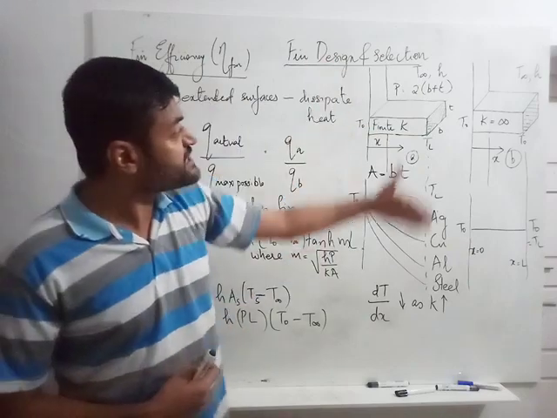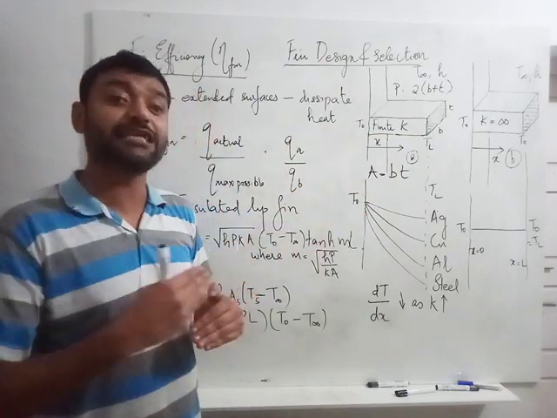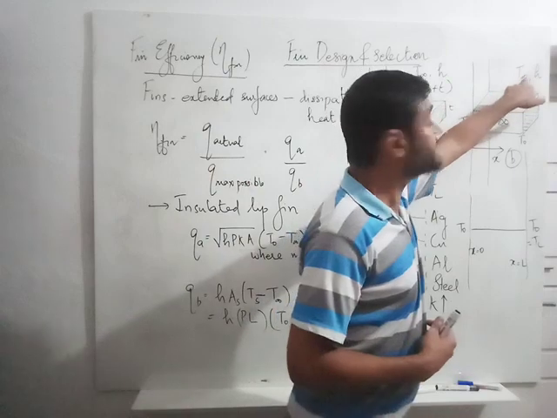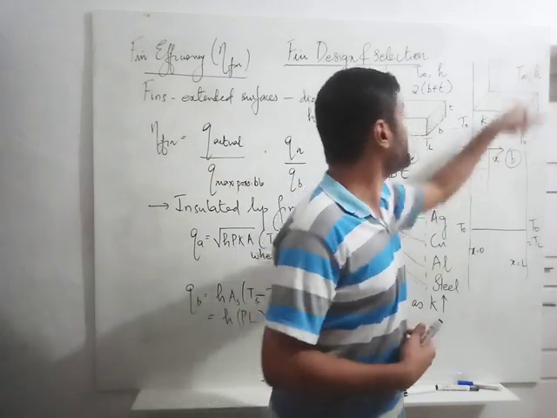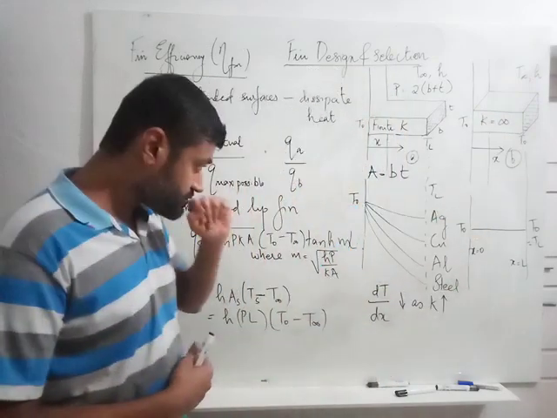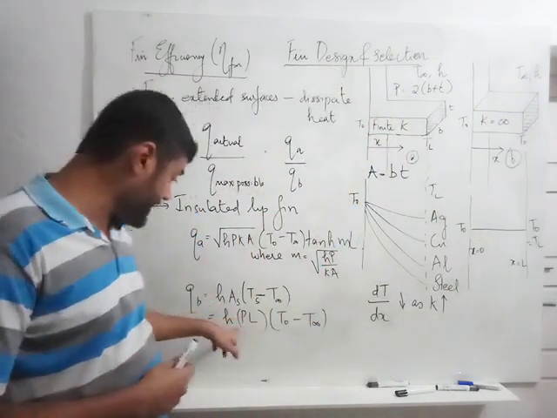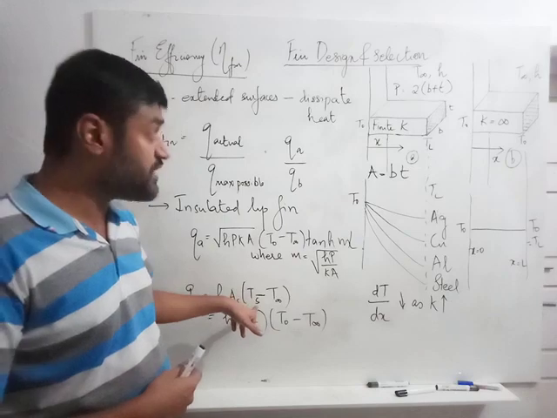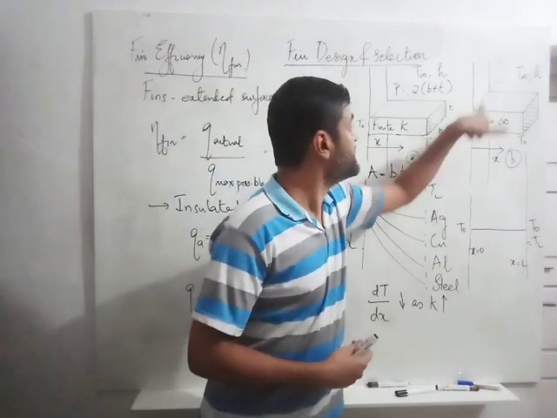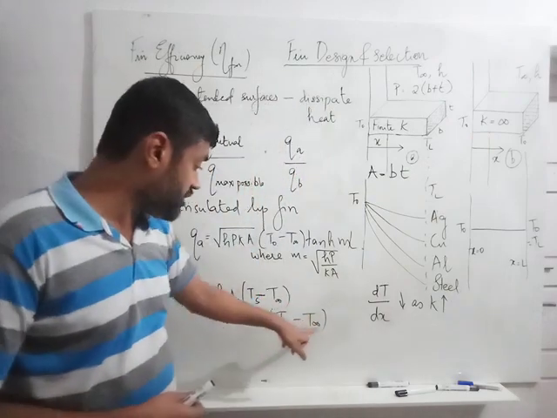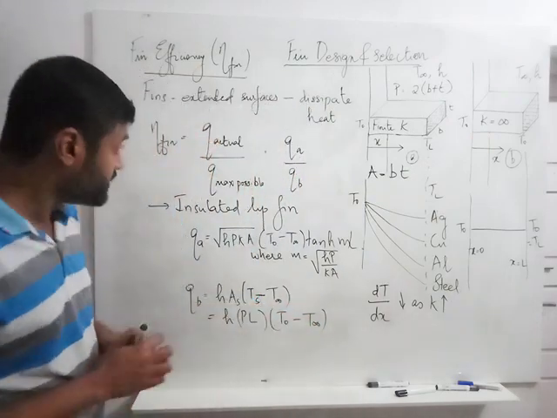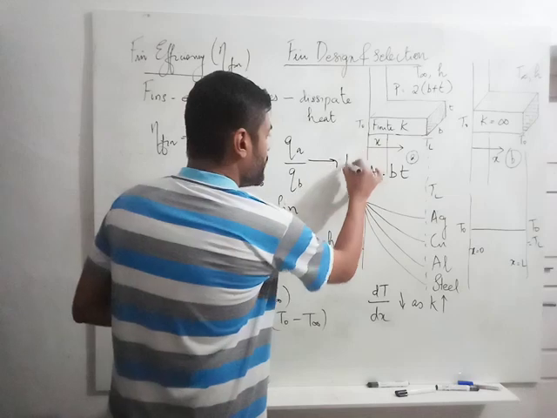The surface area of the fin is nothing but the total area exposed to the fluid at T infinity having a convective heat transfer coefficient h. That is nothing but the perimeter times the length of the fin, that is P into L, times the temperature of the surface, that is nothing but T0. The entire surface of the fin is exposed to temperature T0. So that is T0 minus T infinity. Now let this be equation number 1.